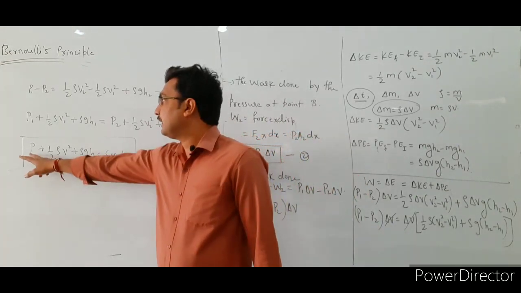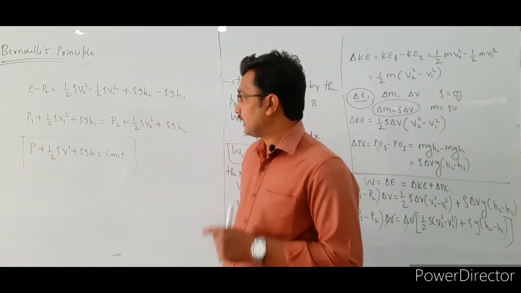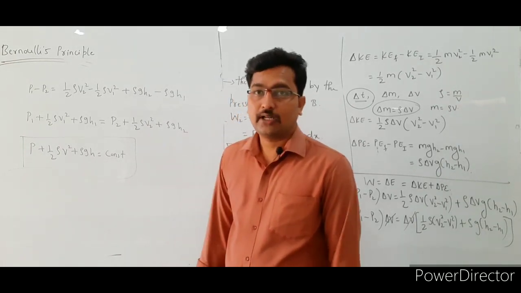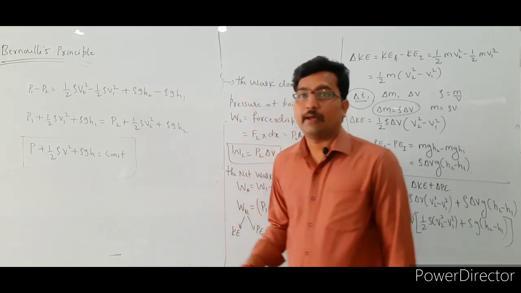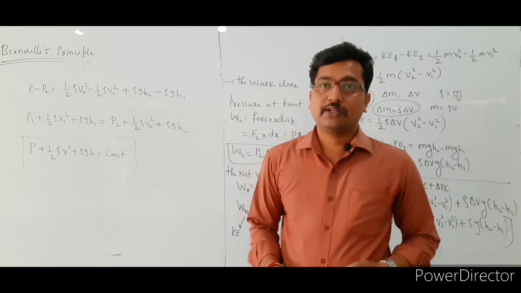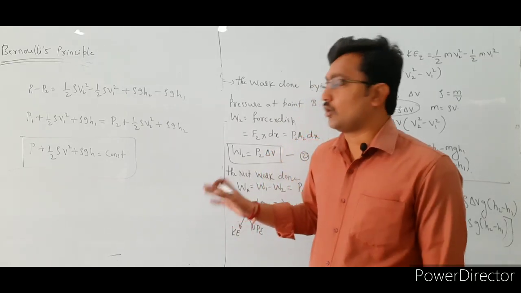Okay, so here P indicates the pressure energy, 1/2 ρV² indicates the kinetic energy per unit volume, and ρgh indicates the potential energy per unit volume, and their sum is equal to a constant. So this is the proof of Bernoulli's theorem. What is the statement here? The sum of pressure energy, kinetic energy, and potential energy per unit volume is equal to a constant.